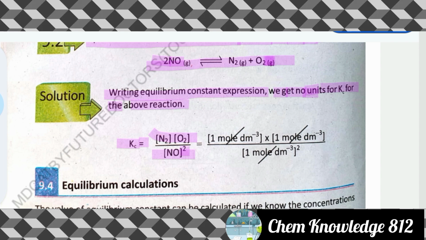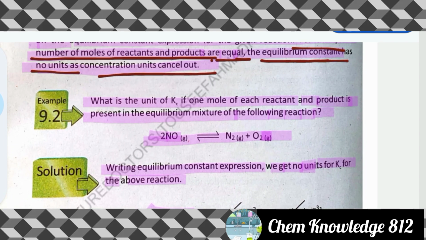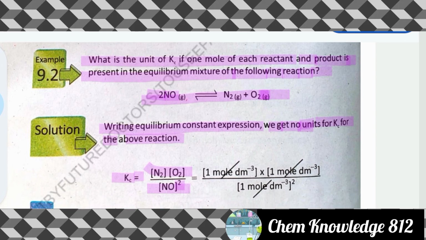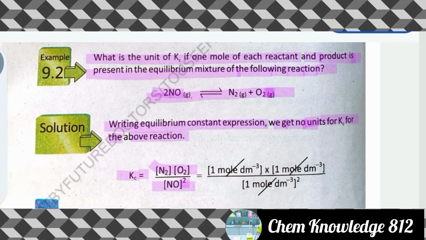So we can say that here it is given that there is 1 mole of each reactant and product.